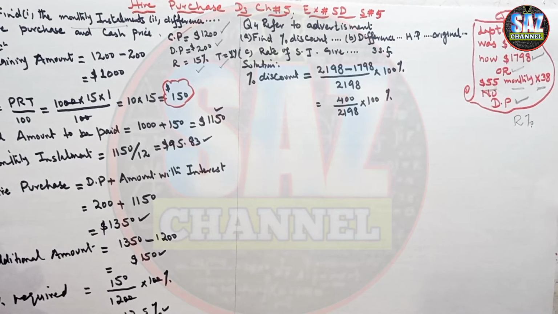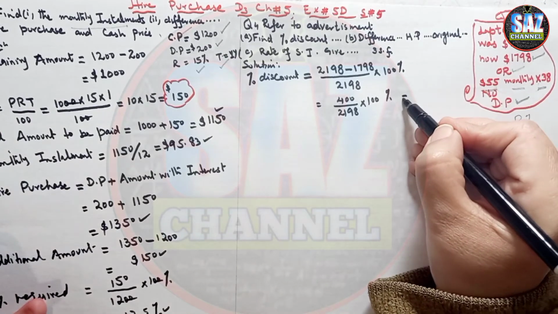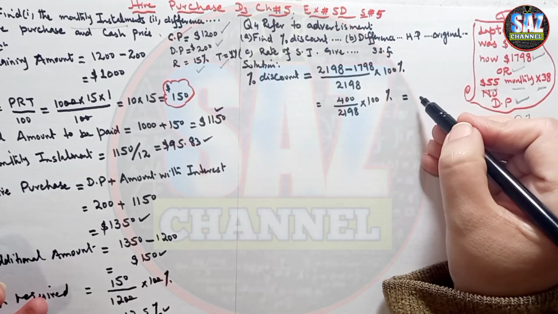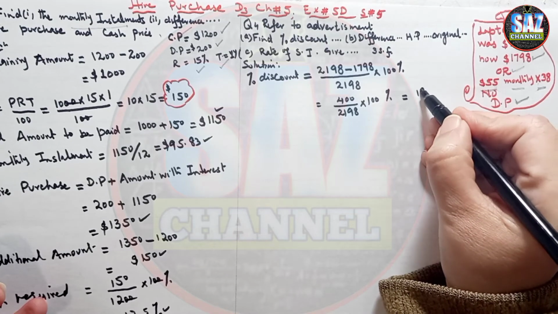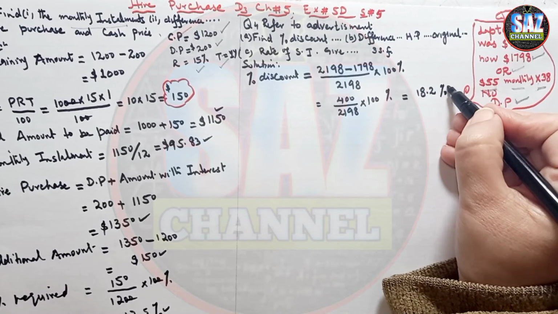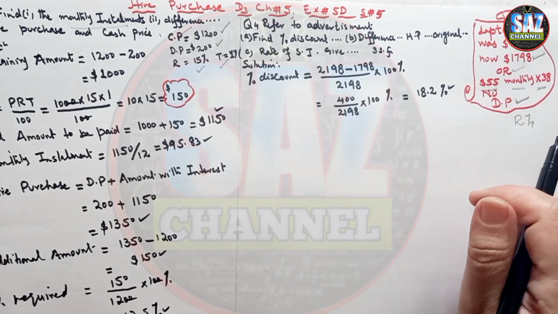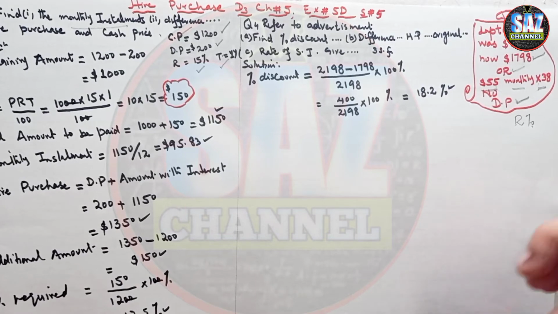As the calculation is long, you can use the calculator. 40,000 divided by 2198 will give me 18.198, and this gives 18.2%. That is the percentage discount, and this is the solution for the first problem. Give your answer correct to one decimal place.